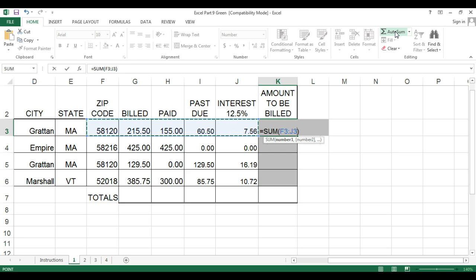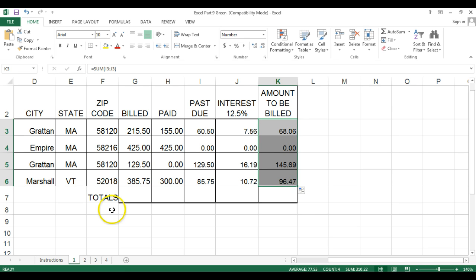You have to make sure, if this is the way you're going to do it, you put your mouse in the middle of the past due, click and drag over to the interest, because all we're doing is adding the past due and the interest. We're not looking at any other numbers right now. So however you want to do this, whether the long way or this way, you decide, just as long as you make sure you get the right answer. Okay, go ahead and copy down. All right. Totals.